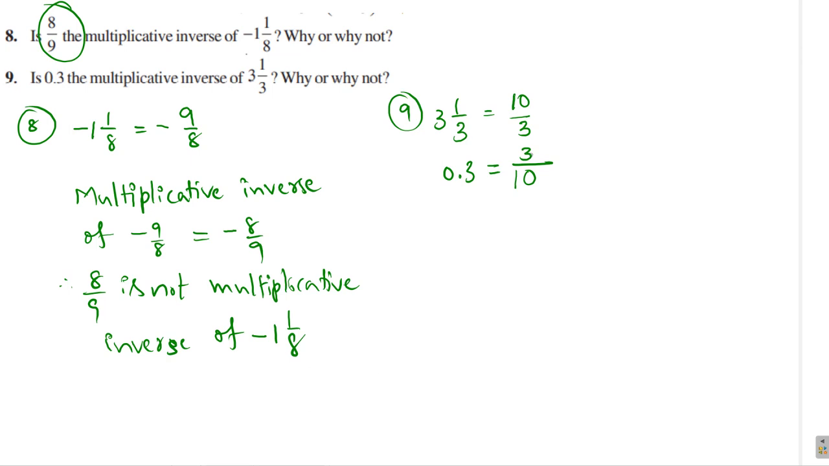Now we need to check, is 3 by 10 the multiplicative inverse of 10 by 3 or not? Let us multiply these two so that we will get 1 or not. So 3 by 10 times 10 by 3. Clearly we can cancel 3 times 1 and here also 3 times 1, 10 times 1 and 10 times 1, which is equal to 1 times 1 is 1 divided by 1, which is equal to 1. So we can say that 3 by 10 is a multiplicative inverse of 10 by 3. So that 0.3 is the multiplicative inverse of 3 1/3. So that is correct.